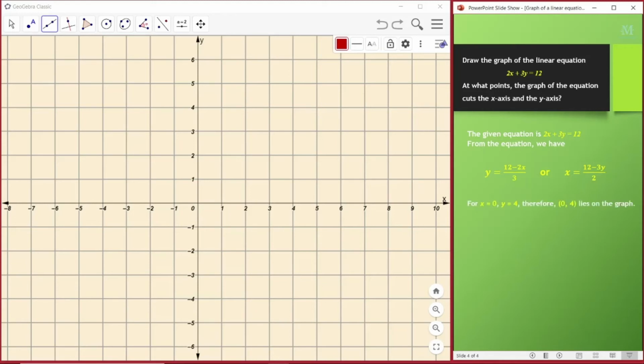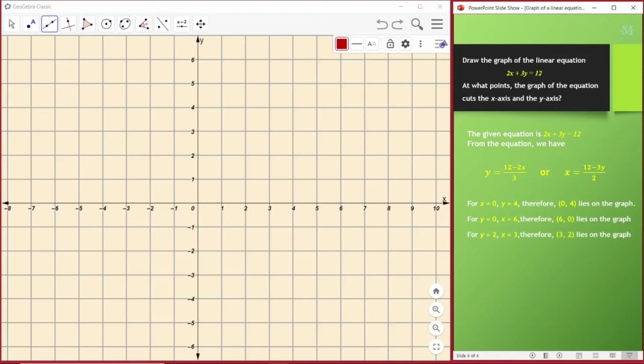First for x is equal to 0 we get y is equal to 4. So 0, 4 lies on the graph. Another value, for y is equal to 0, we get x is equal to 6. So 6, 0 also lies on the graph. See, it is always the easiest way to find 2 points for x is equal to 0 and y is equal to 0. These are the easiest points to find for any linear equation to be plotted. For x is equal to 0, find the value of y, and for y is equal to 0, find the corresponding value of x. So these are the 2 points we have.